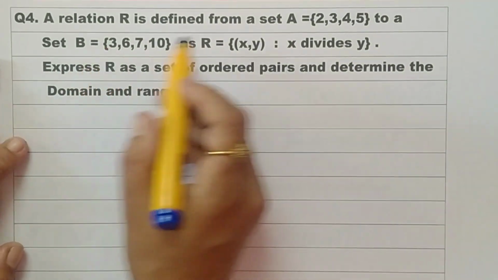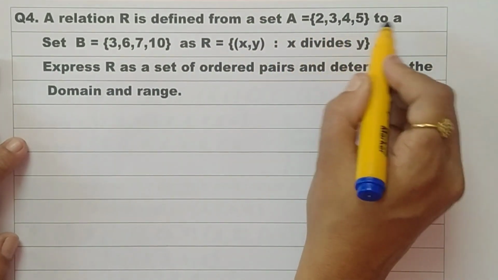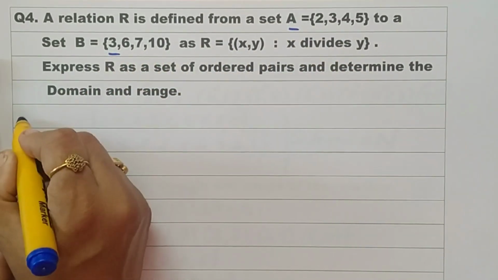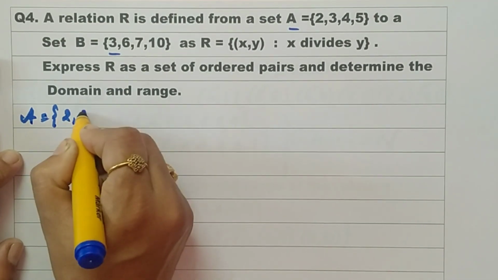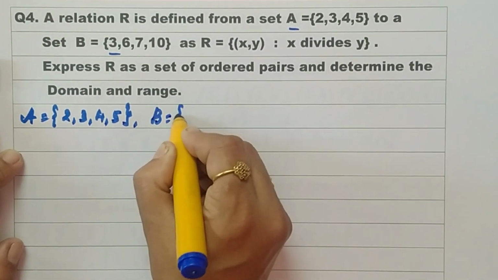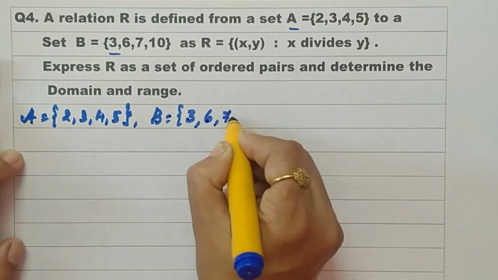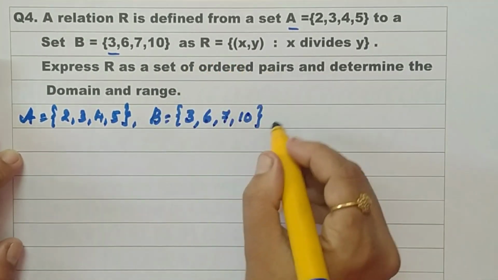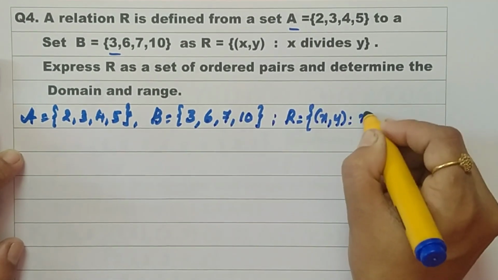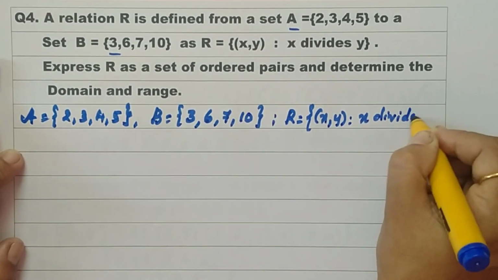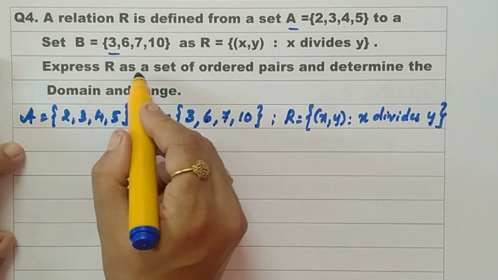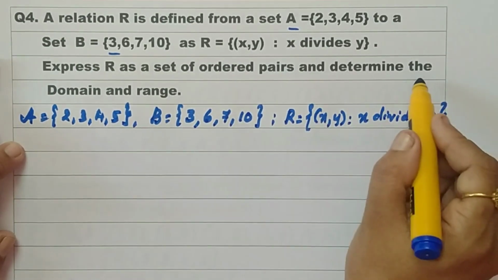A relation R is defined from a set A equals {2, 3, 4, 5} to a set B equals {3, 6, 7, 10}. Two sets are given for you. Given the relation R as R equals the set of all ordered pairs (x, y) such that x divides y. The first element x will divide the second element y. Express the relation R as set of ordered pairs and determine the domain and range.